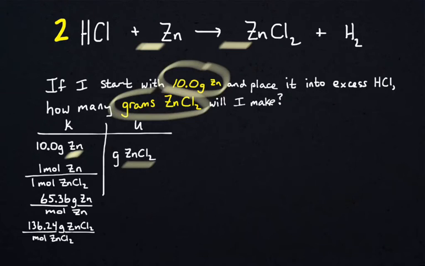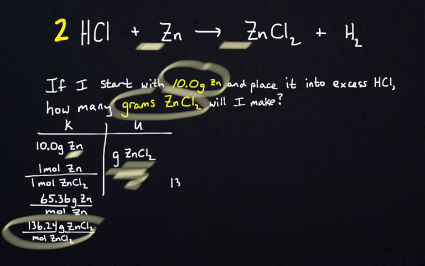All right, we've got our 1, 2, 3, 4 numbers, and we're ready to solve the problem. Let's do it. I'm looking for grams zinc chloride, and so what I do is I come over here and I find it in what I know. There's that unit. It's on top of this fraction, so I don't need to flip it or anything. I'm just going to write out 136.24 grams ZnCl2 over mole ZnCl2.